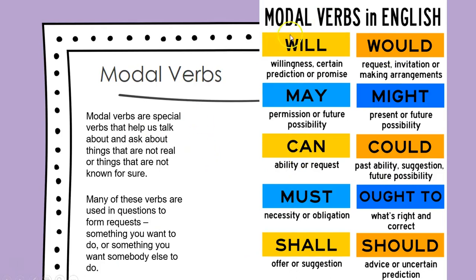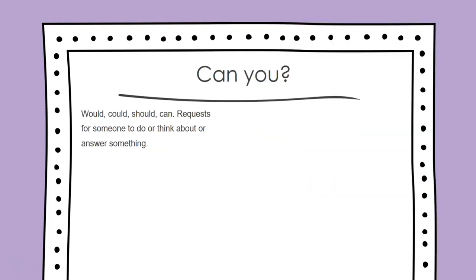So these verbs can help form questions, and if you listen closely, can you tell me how much does this cost? These verbs can be used together with other question words, so modal verbs. So here are some examples. Would, could, should, and can are probably the more common of these modal verbs. Requests for someone to do or to think about or answer something.